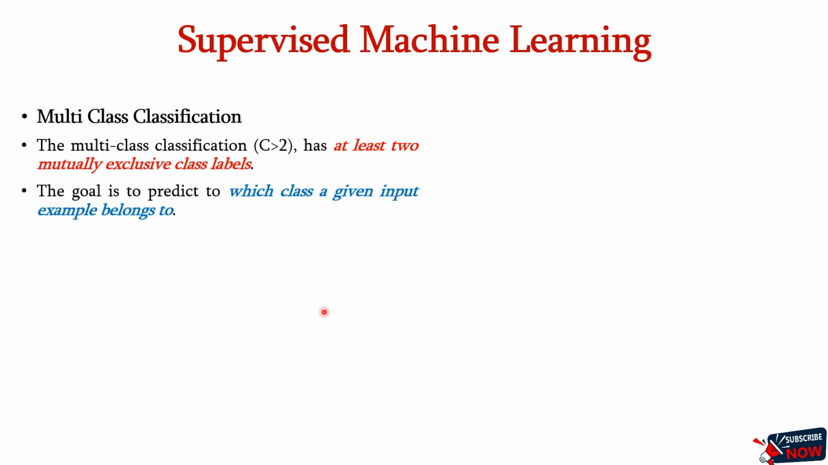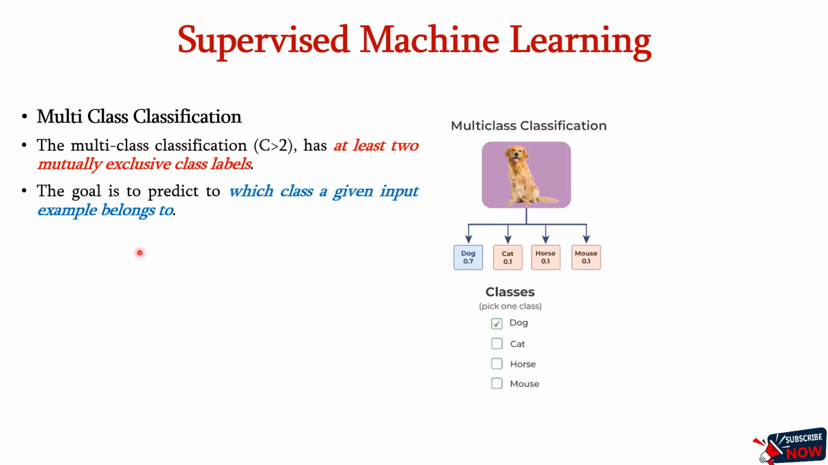Next, we have multi-class classification. Here, c is greater than 2, that is, it has at least three mutually exclusive class labels. The goal is to predict to which class a given input example belongs. For example, here we have four classes, that is dog, cat, horse, and mouse. All are mutually exclusive class labels. The input image is a dog, so it has to predict the exact class here. So it is predicting it as dog. This is called multi-class classification. Multiple class labels will be provided, and among those, we have to choose the exact class for the input image.